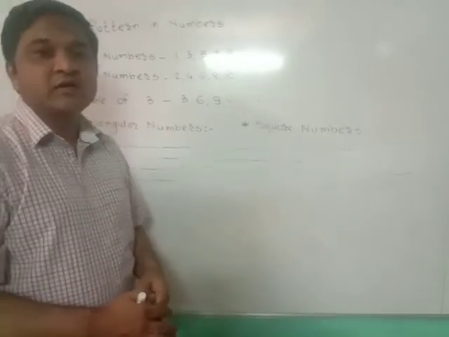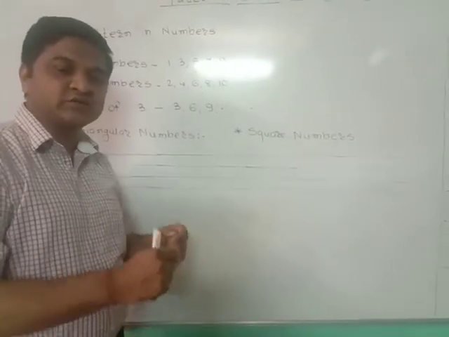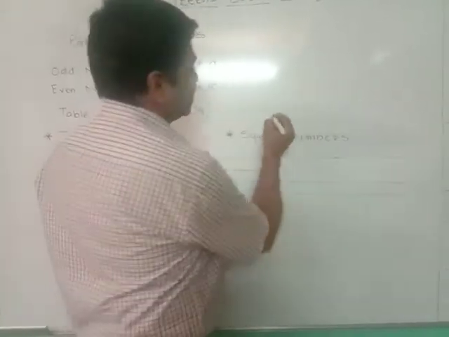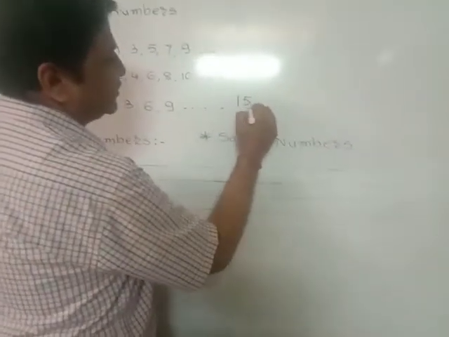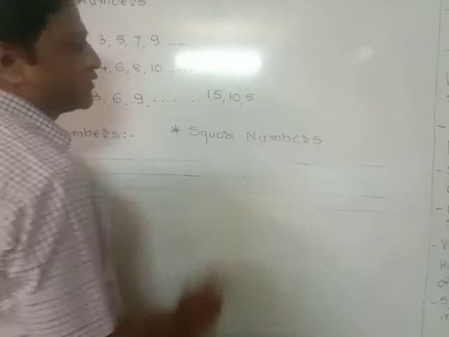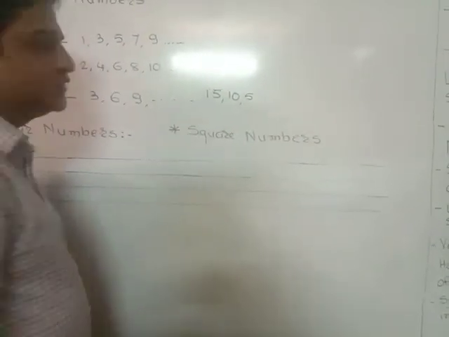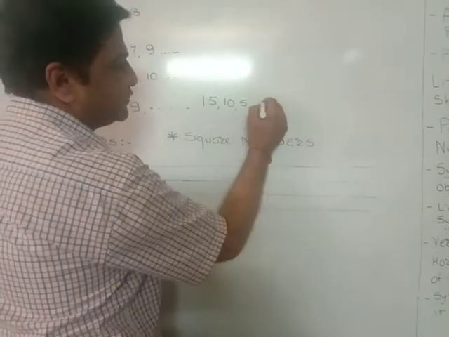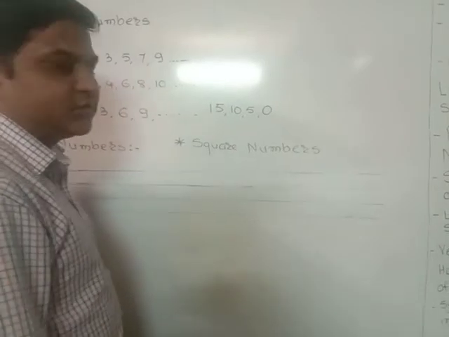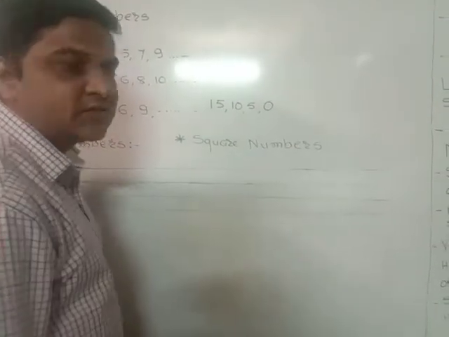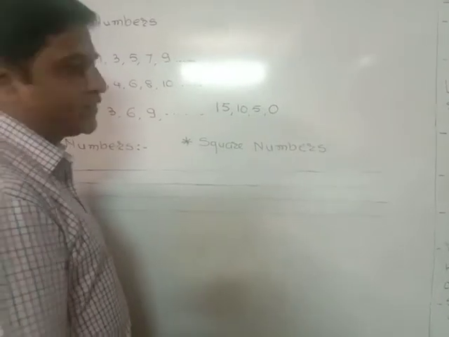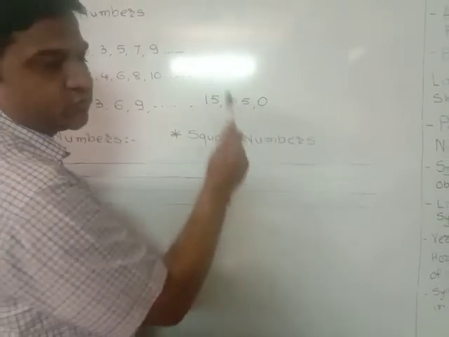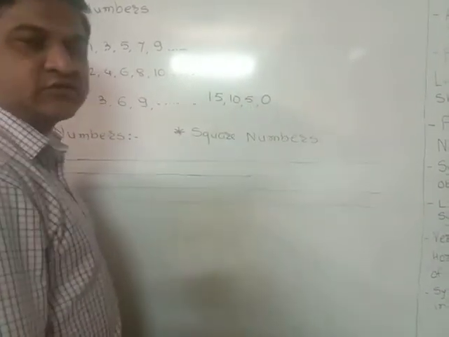On the other hand, a pattern that ends after a particular number of terms, ends after a few terms, is known as a finite pattern. For example, if I am taking a pattern of 15, 10, 5, what will be the next number in the pattern? 15, 10, 5. All these numbers are decreasing by 5. So at the end, we are getting 0. So here the pattern is ending. Such a pattern is known as a finite pattern, in which we are having only 4 terms, 15, 10, 5 and 0. So this pattern is an ending pattern and is known as a finite pattern.